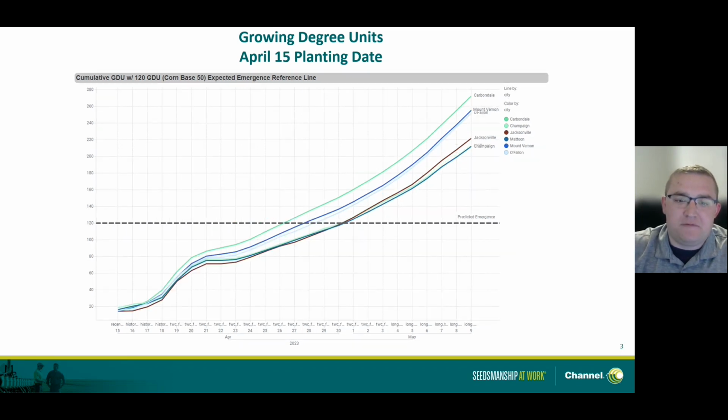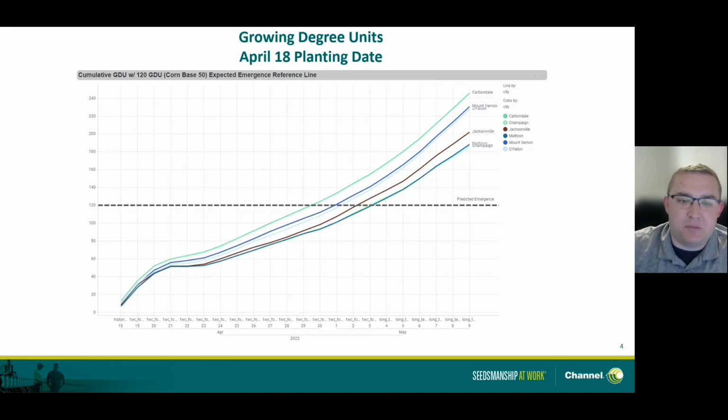Shifting our planting date to April 15th, again looking at Carbondale as our furthest south location. Anything planted around April 15th, we're expecting emergence roughly April 25th to 26th. So a little bit later planting date than the 12th, obviously. Still have some nice temperatures the past couple days, but looking out over the next few days, getting down to lows in the 50s over Saturday and Sunday. That slows down and stretches out our total days to emergence based on our GDU calculations. So looking at least 10 to 11 days for Carbondale and a few more as we move further north.